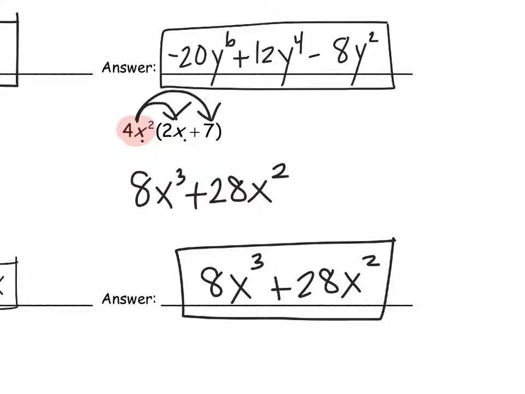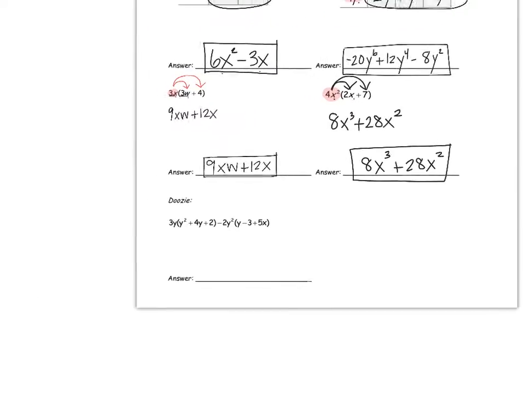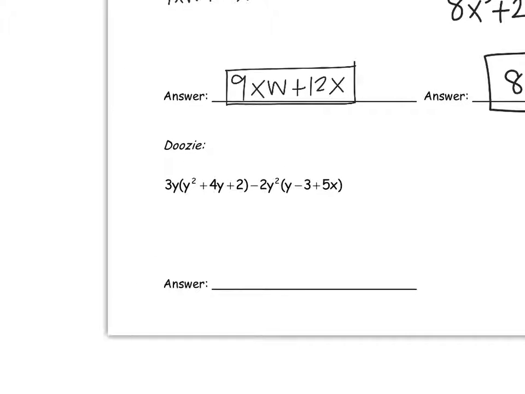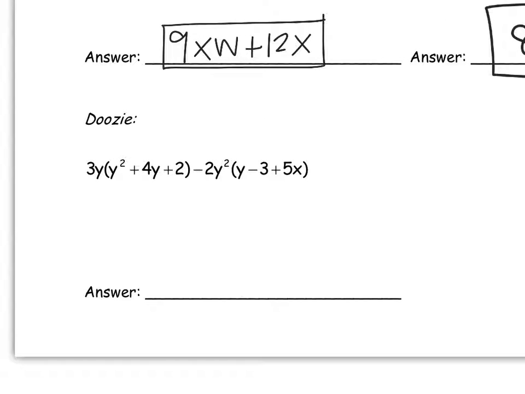Alright, we have one more example down here. In this example down here, it's called a doozy because there's a lot that we have to do. It's a big problem. So I have 2 different sets of parentheses. One of them has a 3y outside. One of them has a negative 2y squared. First I'm going to take care of my 3y.